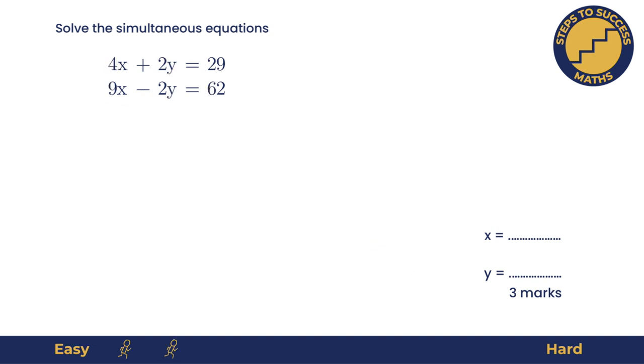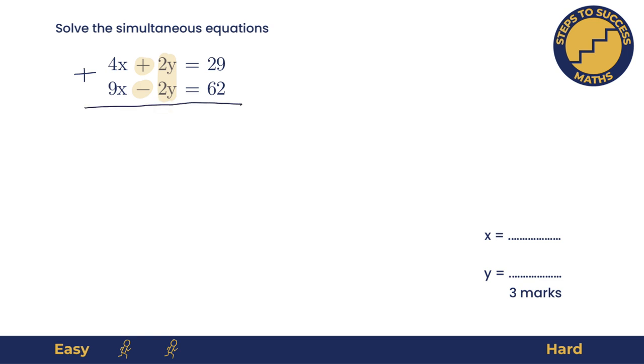Solve the simultaneous equations. 4x plus 2y is 29. 9x minus 2y is 62. See if any of them have the same value. The x's are different, but the y's are both 2. You've got one positive and one negative, and you want them to disappear. You want them to end up being 0. So if you add them together, the signs are different, they're going to cancel out.